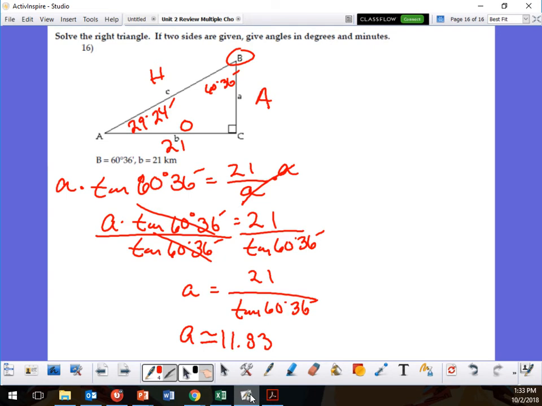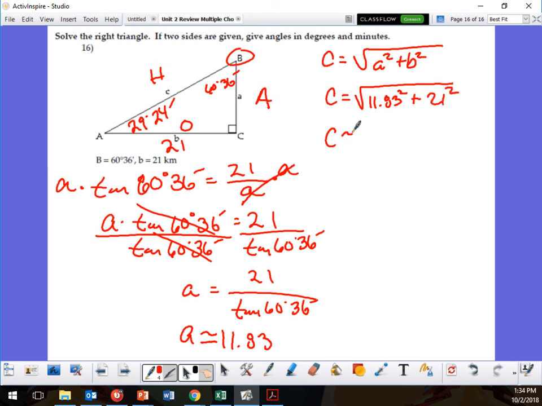So now, I'm going to use Pythagorean theorem. Now, the formula for Pythagorean theorem, remember the shortcut was C is equal to the square root of A squared plus B squared, right? Yes? Okay, let's go through and plug those in. So C is equal to the square root of little a, that was my 11.83 squared, plus B, which is going to be 21 squared. So C is going to be about, you guys plug all that in the calculator now, please.